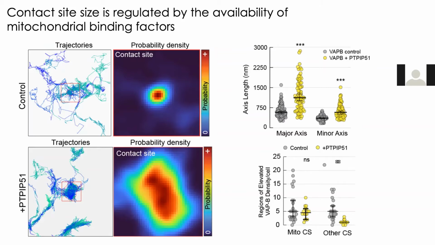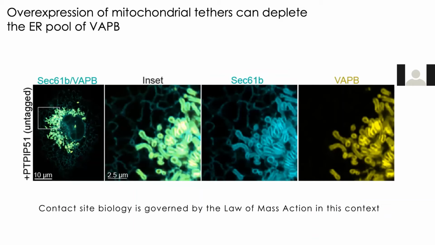One thing that was notable, though, is that in overexpression of the mitochondrial binding factor, you do essentially completely deplete non-mitochondrial contact sites from the cell, suggesting that, again, the law of mass action is governing this interaction. So there's a very high dependence on the concentration of the mitochondrial binding factor. And eventually, if you were to drive the expression really high, you might be able to deplete the free VAPB pool. And so just to prove that principle, what we did is we overexpressed both VAPB and the mitochondrial binding factor, PTPIP51. What you're looking at here are only ER proteins. We have no mitochondrial label in this cell whatsoever.